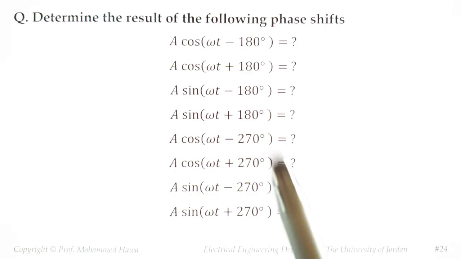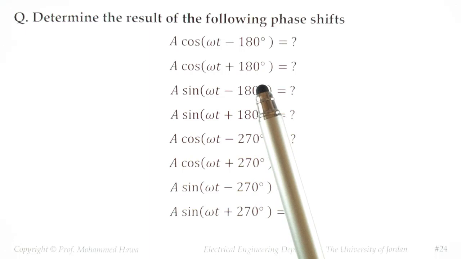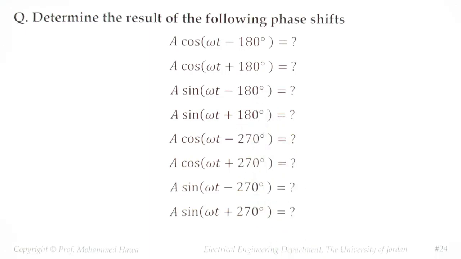And try also to do it for the sine. What if I take a sine omega t and I shift it minus 180 degrees, or I shift it plus 180 degrees, or minus pi or plus pi? Or what happens if I shift minus 270 degrees or plus 270 degrees for the cosine and sine? This is a 3/4 cycle shifting to the right or shifting to the left. Please try to figure out the correct answers for those phase shifts.